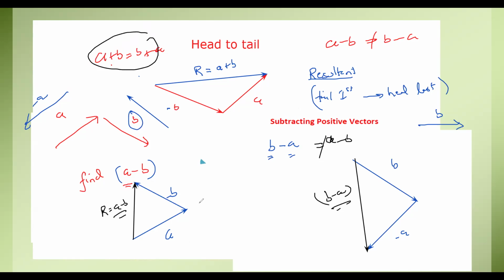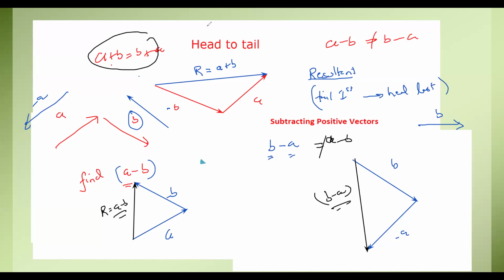Is this clear about addition and subtraction of vectors using the head to tail rule? That's how we get the relative direction of the resultant vector. There was a question, one of the students mentioned that the vectors a minus b and b minus a will have the same magnitude. That's right, but the direction is opposite. So we say that the vectors are opposite.